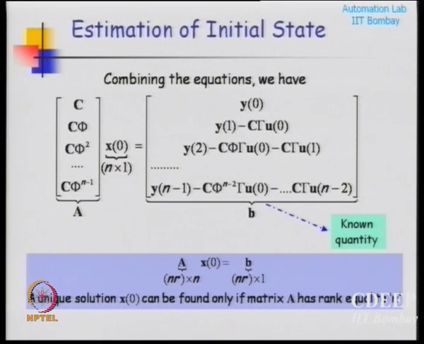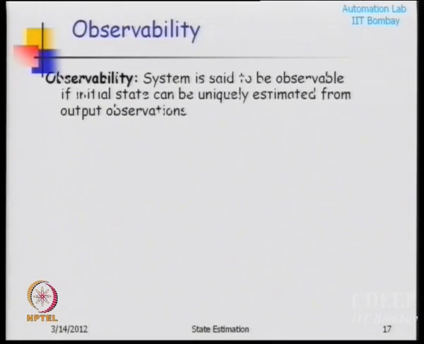Most ideal situation: no noise, no disturbance, everything is perfect, the model is perfect. I do not know x naught. The question is, can I recover x naught from the measurements of y and u? This question can be fundamentally answered just by looking at the rank of this matrix. So this is a property of the linear dynamic model. This is called observability.